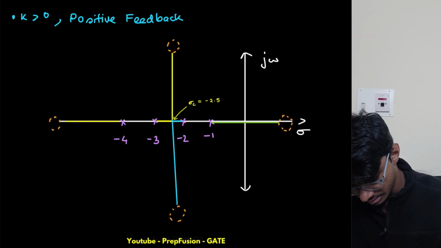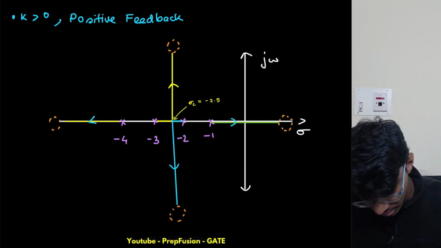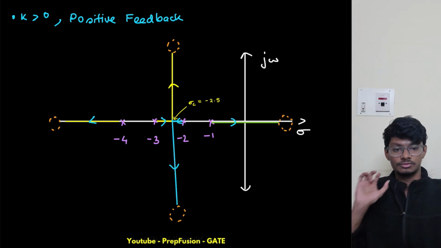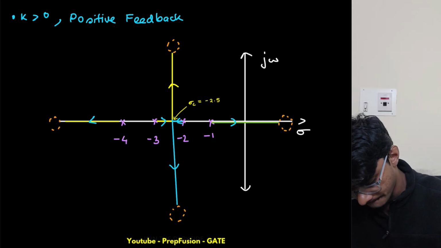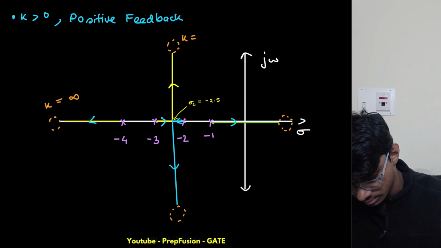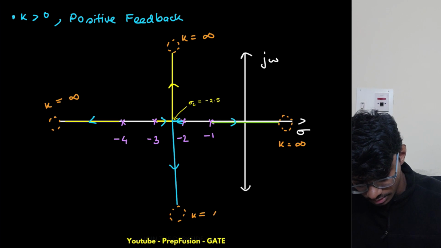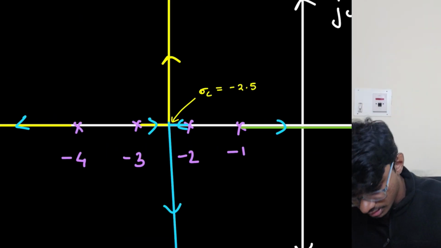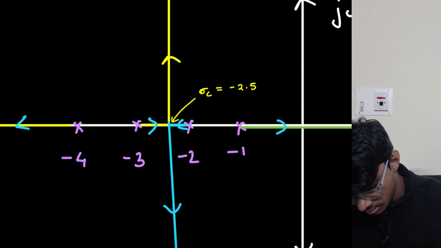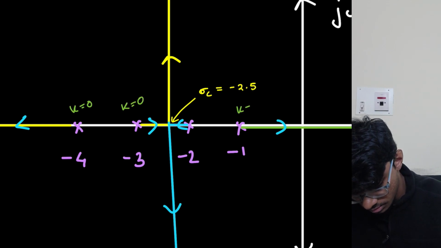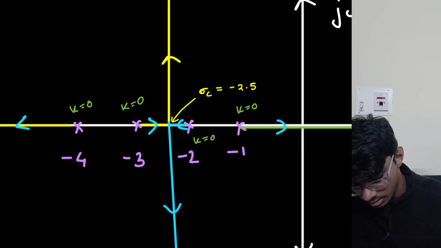So basically let me mark the directions. So this is my direction, and this is my direction, this is my direction, and this is my direction. These are my directions of the root locus, coming from here and from here. This point is k tending to infinity, and this point is k tending to infinity, and this point is also k tending to infinity. So all of these are k tending to infinity, and here I'm starting from k equals 0, k equals 0, and k equals 0, and this is my breakaway point.